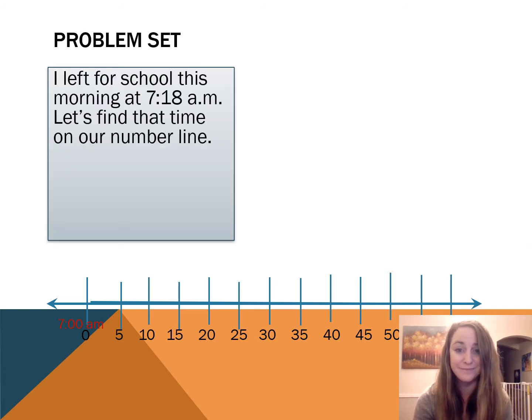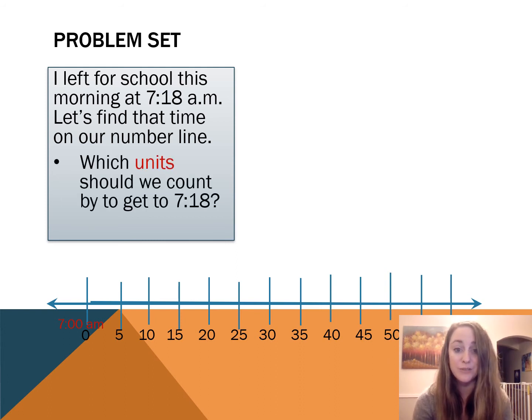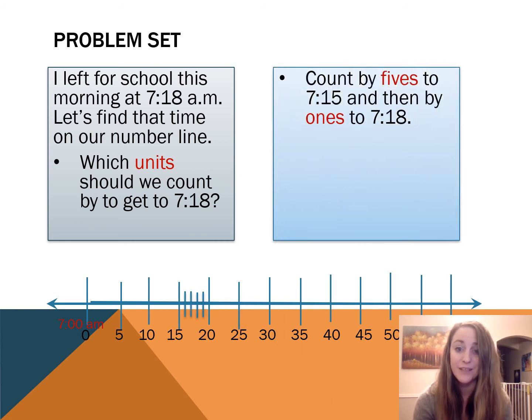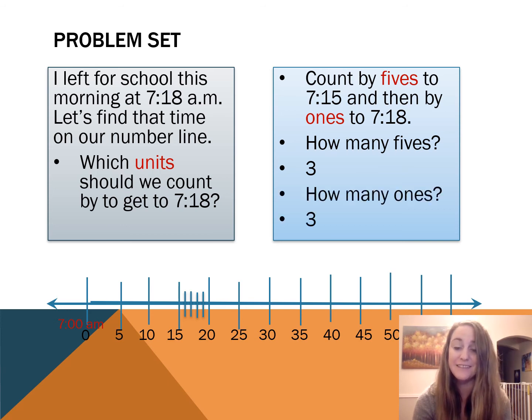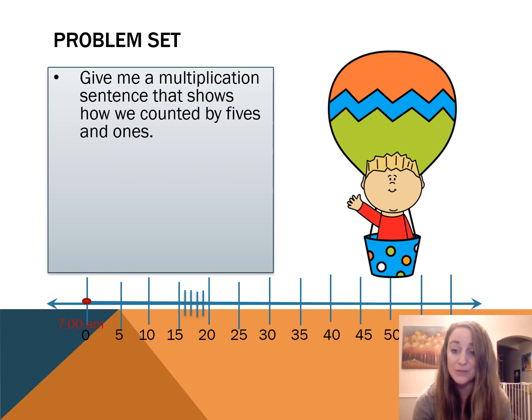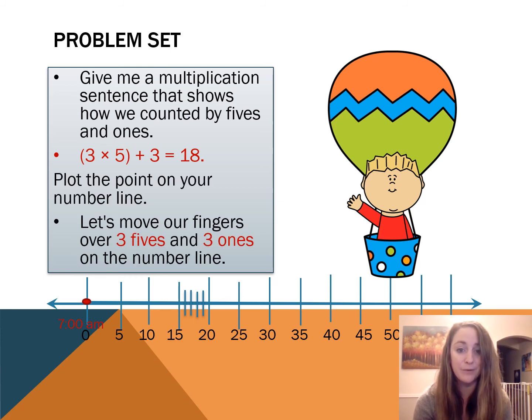Let's do another one. I left school this morning at 7:18. Let's find that time on our number line. Which units should we count by to get to 7:18? We will count by 5s to 7:15 and then by 1s to 7:18. How many 5s would that take? 3 5s. How many 1s? 3 1s. So a multiplication sentence we could write is 3 times 5 plus 3 equals 18. Now let's plot that point on our number line. We will move our fingers over 3 5s and 3 1s.